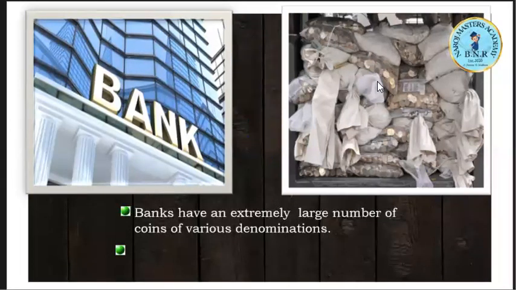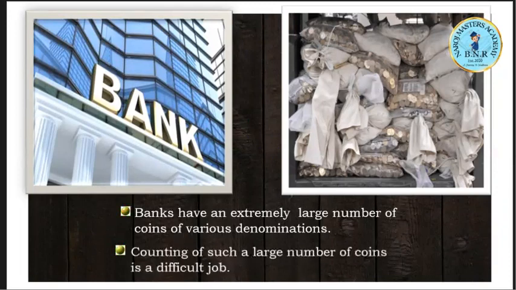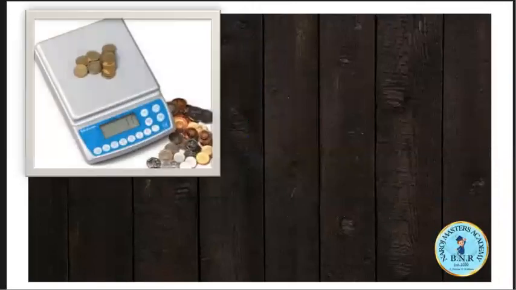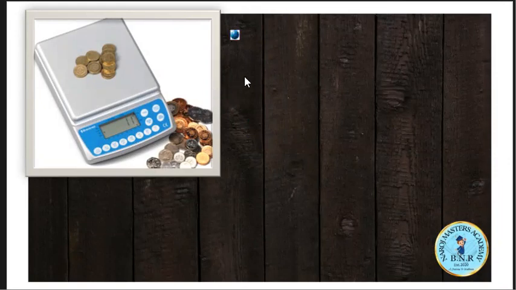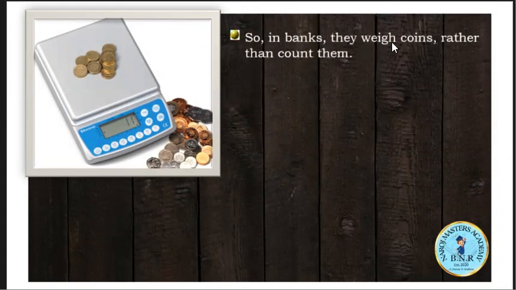So instead of counting the number of coins, we can measure. Counting such a large number of coins is a very difficult job, you can see here. But we can measure the mass of those coins. So in banks, they weigh coins rather than count them. Weighing is the best way to find the number of coins.